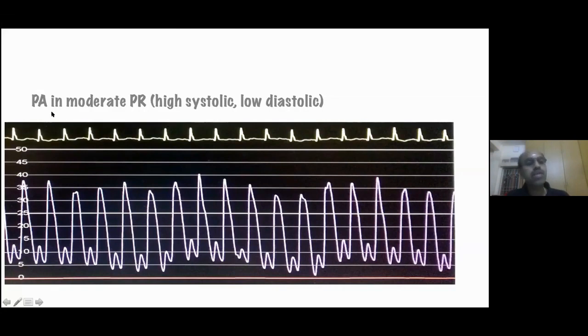Now coming to pulmonary artery pressure trace in moderate pulmonary regurgitation, we already discussed elevation of the systolic pressure because right ventricular stroke volume increases with each pulmonary regurgitation. So whenever there is an increase in the right ventricular stroke volume, the pulmonary artery systolic pressure goes higher and higher and the diastolic pressure goes lower and lower, and this creates a situation as if the pulmonary artery pressure trace looks like the ventricle, and hence this is called ventricularization of the pulmonary arterial pressure trace.